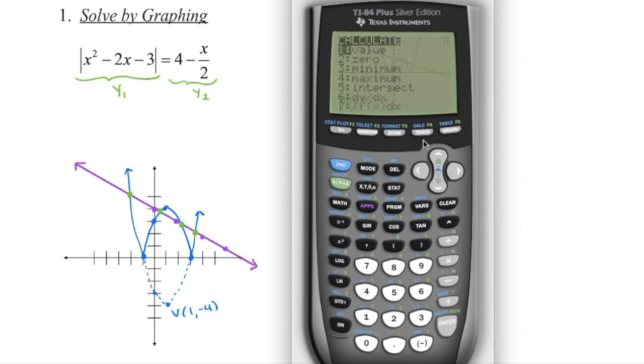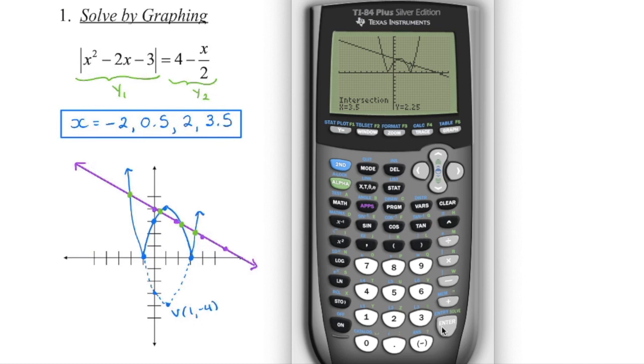Remember, it's always the x values. Slide the cursor over there first. And then second function trace number 5. Enter, enter, enter. And there is our last solution. So now you can go ahead and verify those just to make sure that the left side does equal the right side in each case.